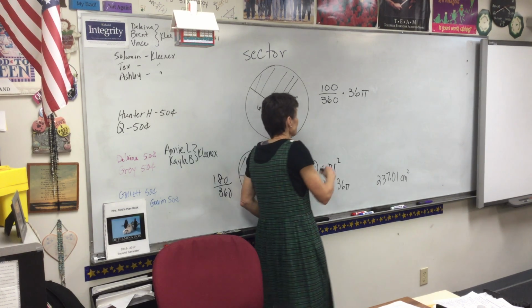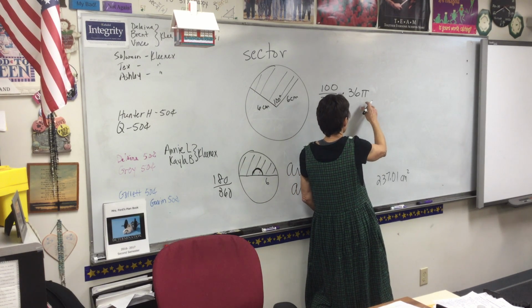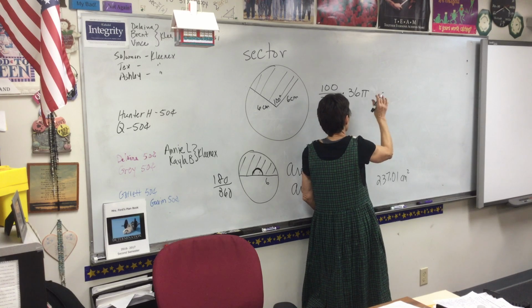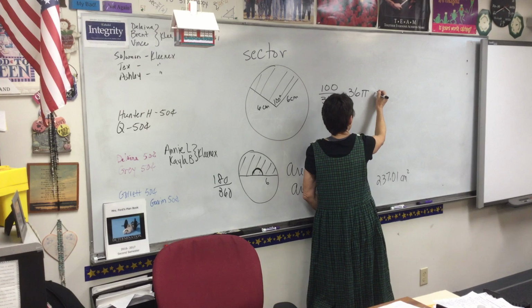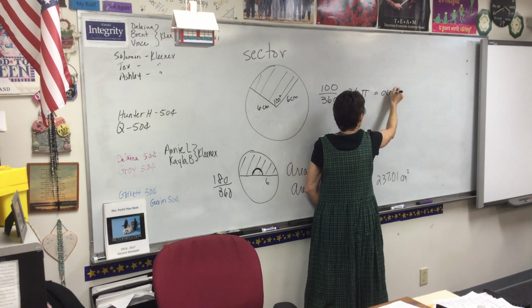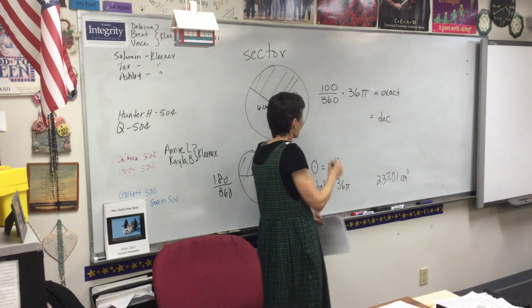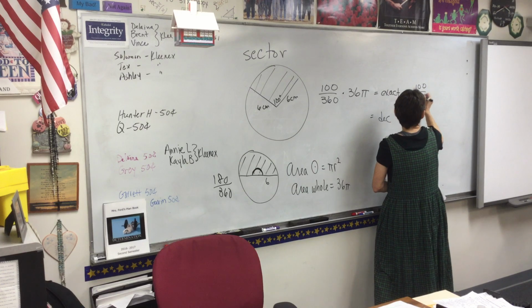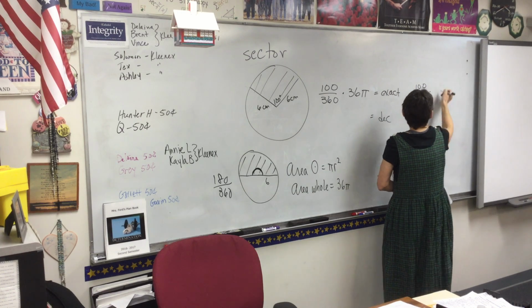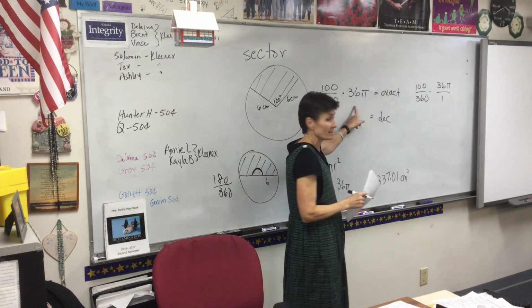I want to leave my answer in terms of pi. I want you to leave it with a pi. We call that the exact answer. So let's get an exact answer, and then we'll get a decimal answer too. But the exact answer would be 100 over 360 times 36 pi over 1, right? If I'm multiplying those together.